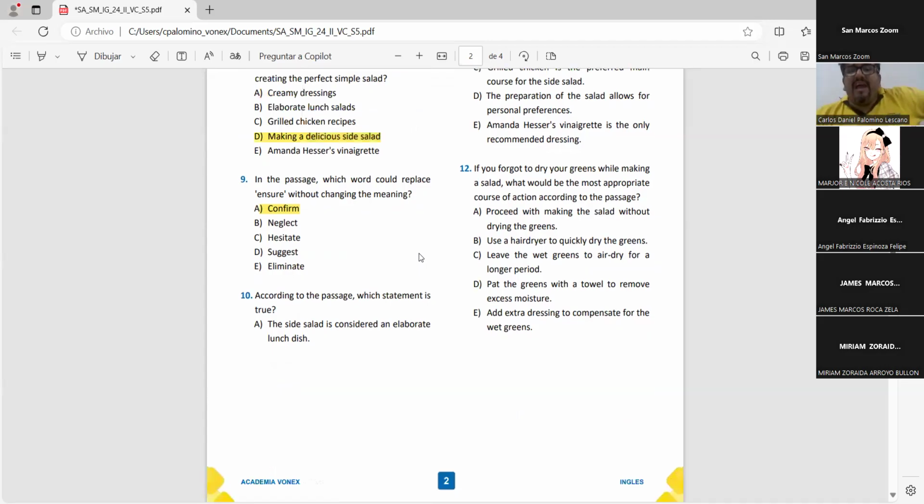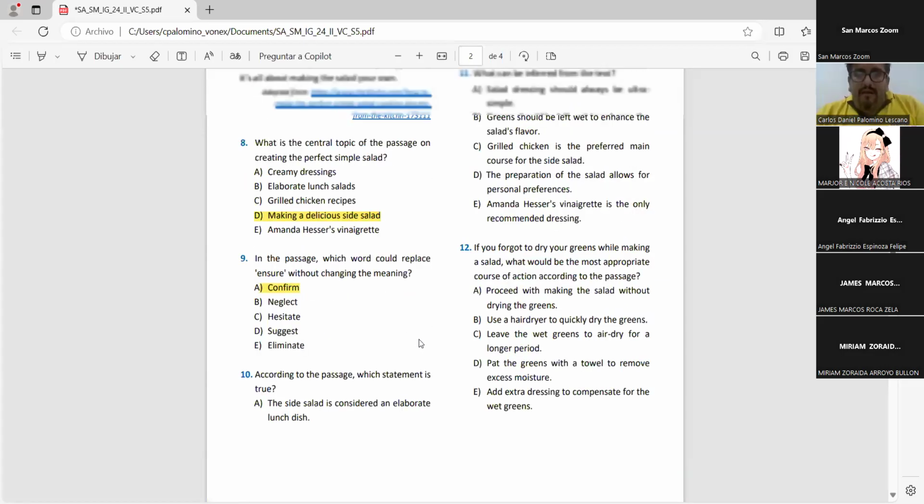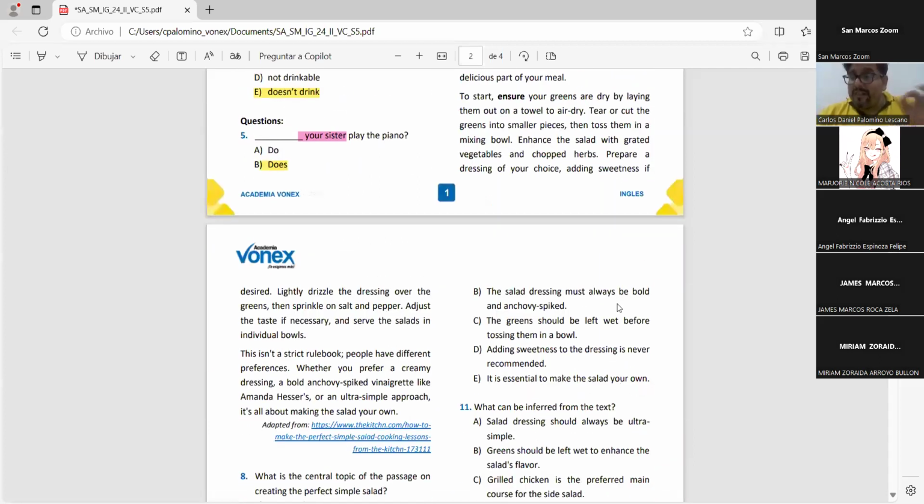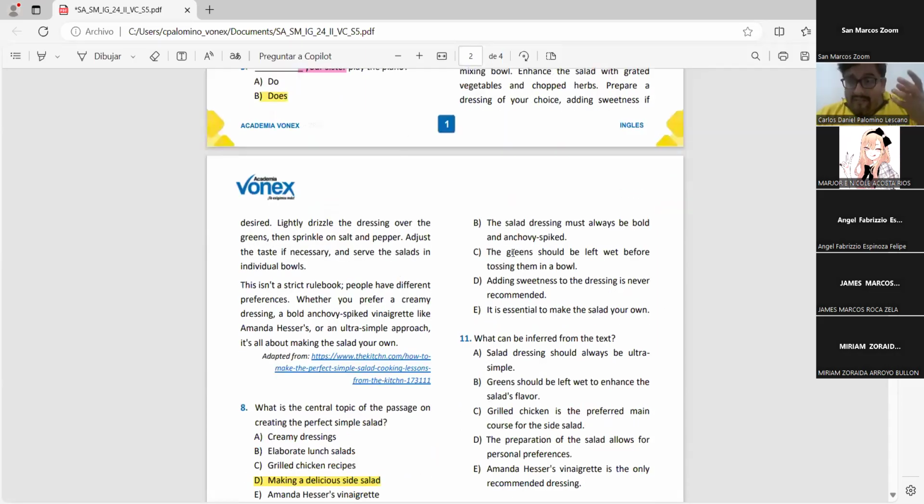Number 10. According to the passage, which statement is true? ¿Cuál es verdad? La ensalada de acompañamiento es considerada un plato elaborado, o sea, complejo de hacer. No. El aderezo de la ensalada debe ser siempre hecho con anchoas, anchovy. No. Las verduras deberían dejarse mojadas antes de ponerlas en un bowl. No, tiene que estar seca, ¿no? La clave sería la D. Esencial hacer la ensalada por tu propia cuenta. ¿Ya? ¿Estamos bien hasta acá?